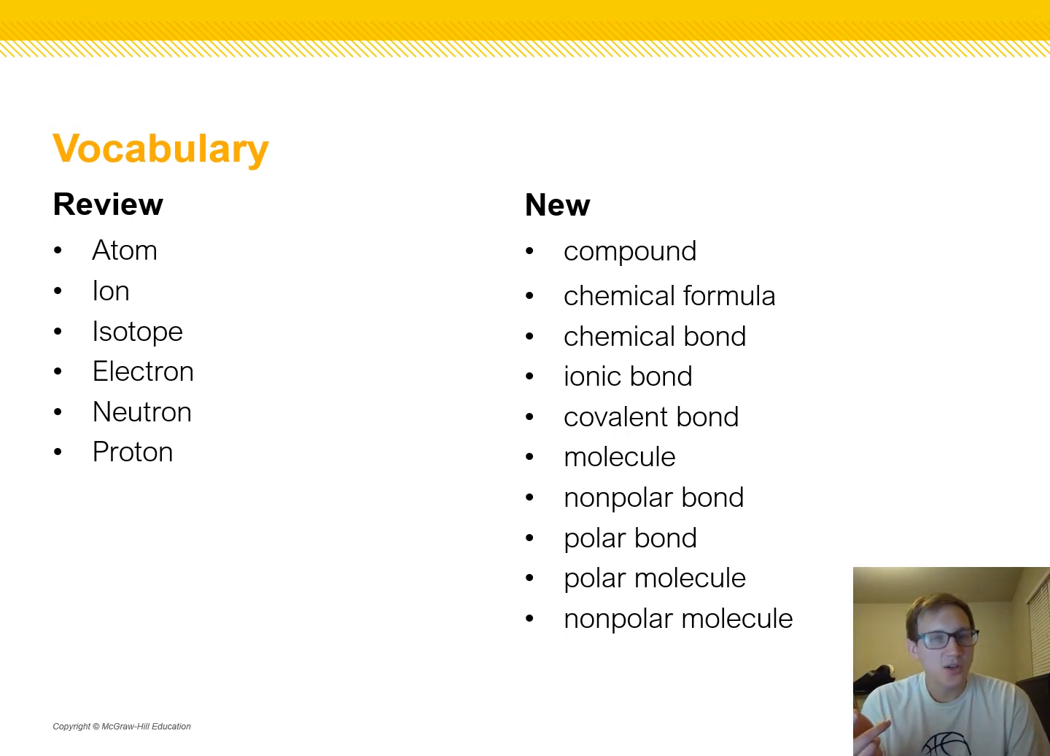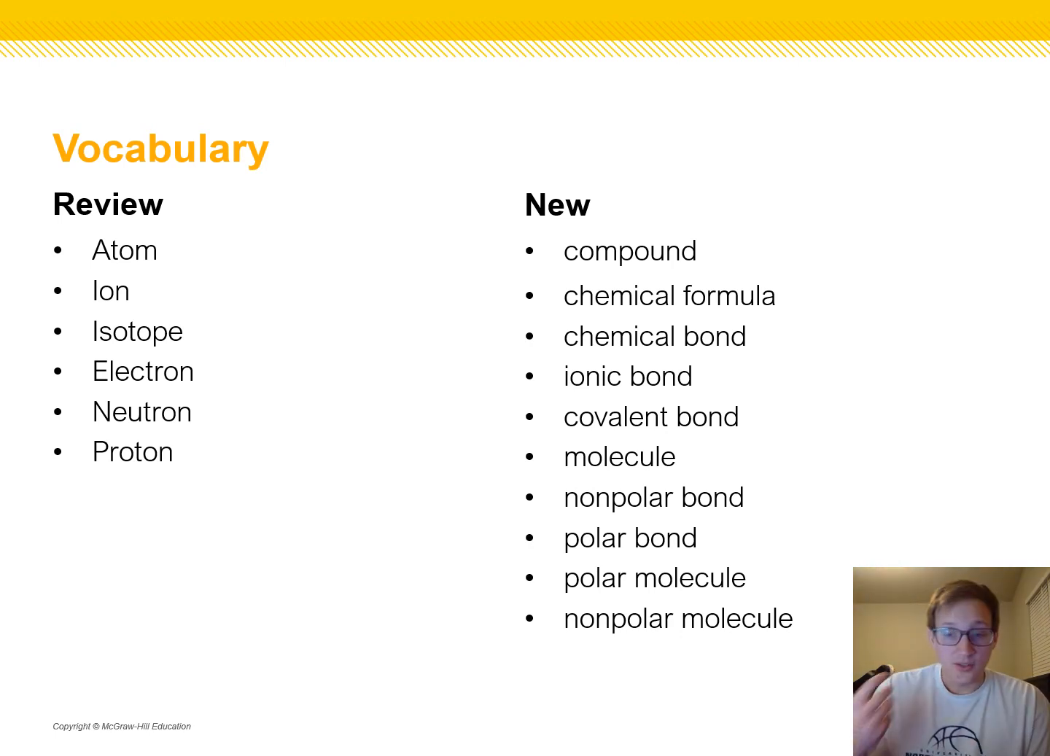Remember that isotopes are atoms of the same element that have different numbers of neutrons. And then, of course, we have electrons, the negatively charged particles in an atom. Neutrons are in the nucleus of an atom, but they are neutrally charged, so they don't have a charge. And then protons are also in the nucleus and they are positively charged.